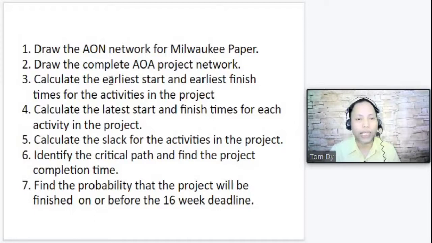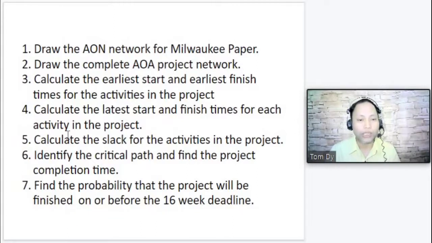The third question is to calculate the earliest start and earliest finish times for the activities in the project. Number 4 is to calculate the latest start and finish times for each activity in the project. Number 5, calculate the slack for the activities in the project. Number 6, identify the critical path and find the project completion time. And lastly, find the probability that the project will be finished on or before the 16-week deadline. So we have here 7 questions.